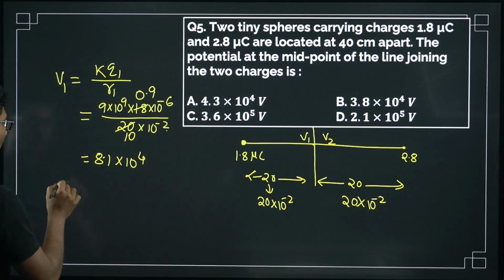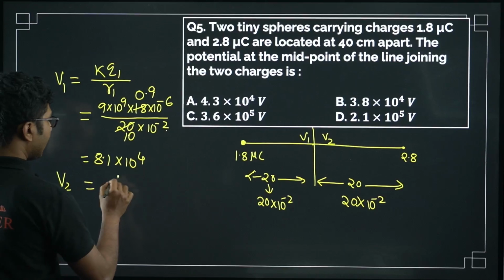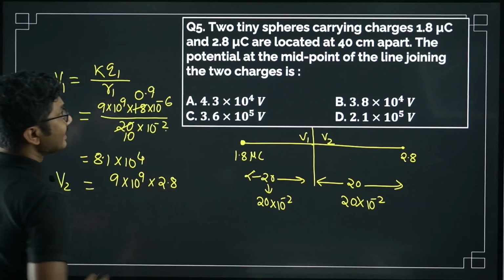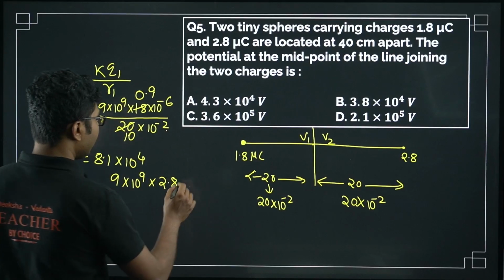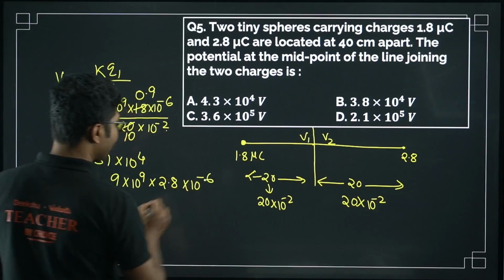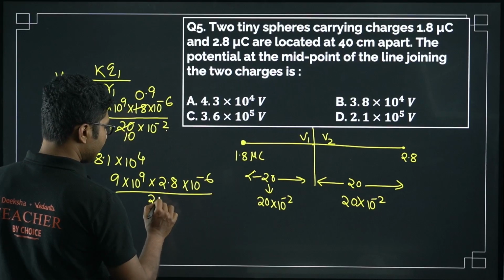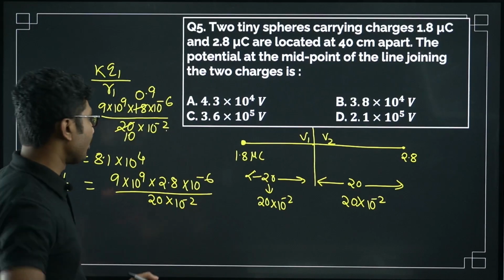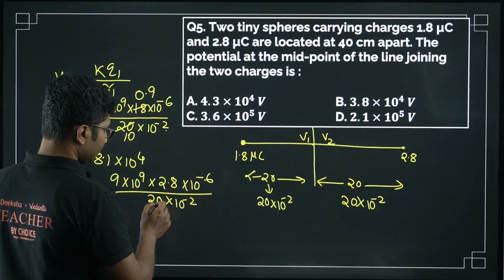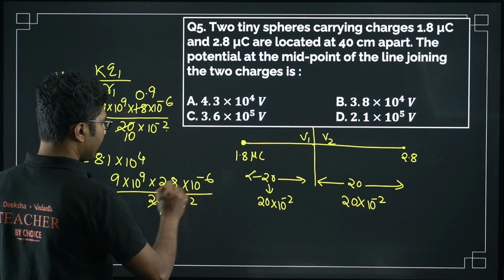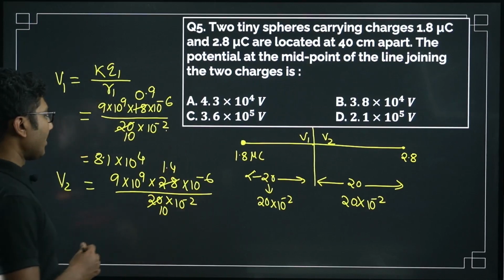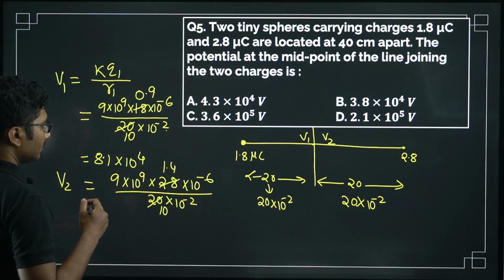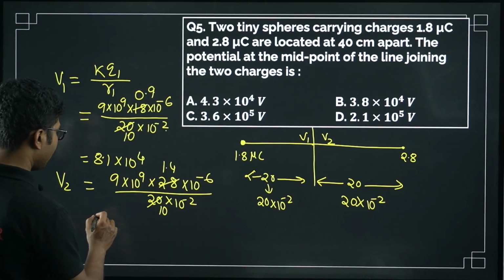What is V2? V2 will be 9 into 10 to the power of 9 into 2.8, the second charge being 2.8 into 10 to the power of minus 6. Everything else will be the same, including the division. Now, there is no square because it is only potential. In case of potential, there is no square. So again it will be 1.4 into 9, which is 12.6.